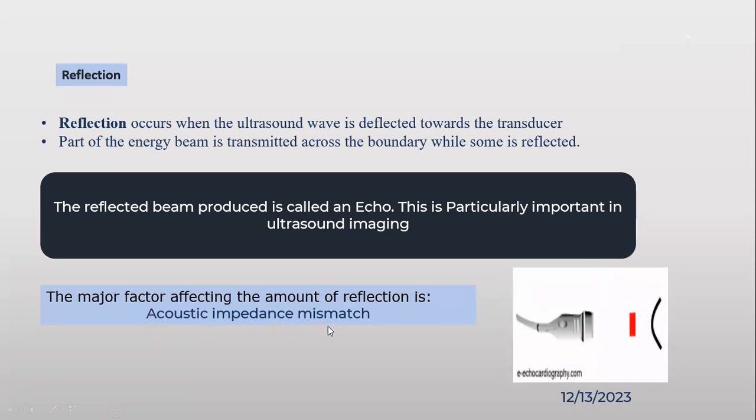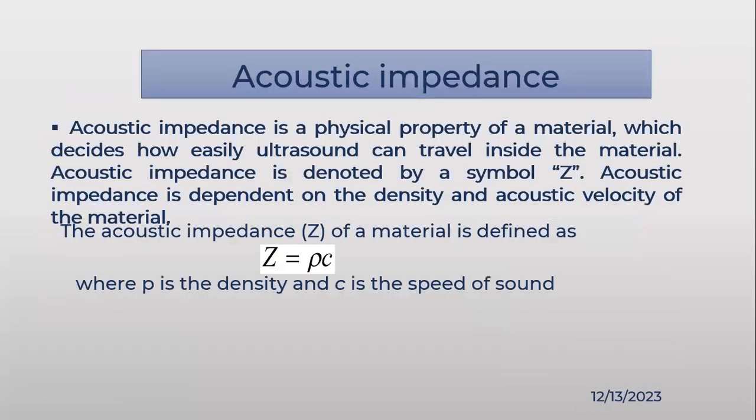For example, if you are sending ultrasound to a wall, how much ultrasound will be returned back to you? If you are sending ultrasound to soft tissue or fat or air, what is the amount of reflection back to you? This depends on something we name acoustic impedance mismatch. Acoustic impedance is the physical property of a material which decides how easily ultrasound can travel through the material. Acoustic impedance is denoted by the symbol Z, and it depends on the density and the acoustic velocity of the material.